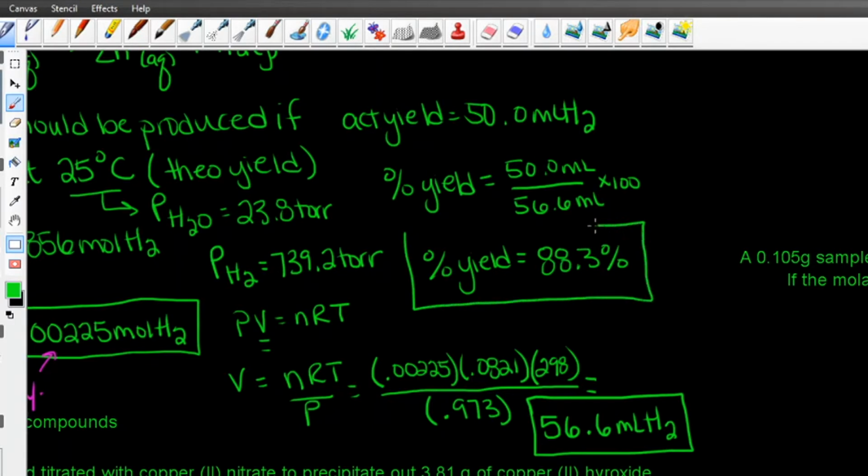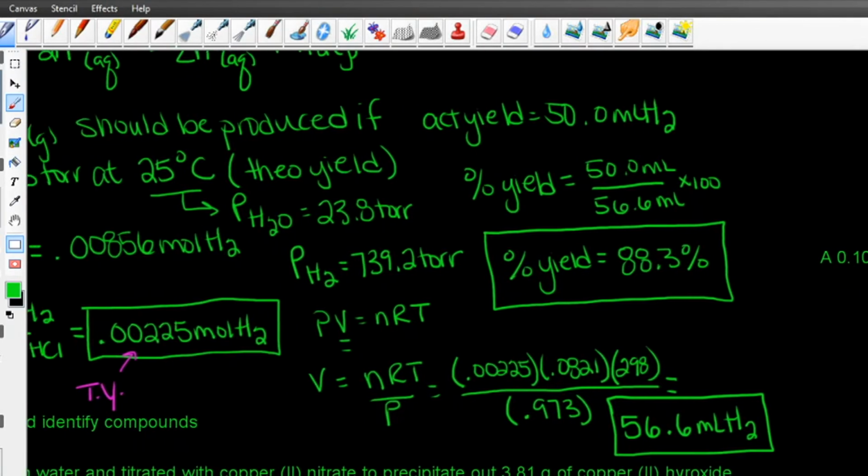Honestly, once you go to Orgo Lab and try to synthesize things, you're going to be really shocked at how little you get compared to how much you expected to get out of your reaction. Okay, what else did I want to do with this problem?